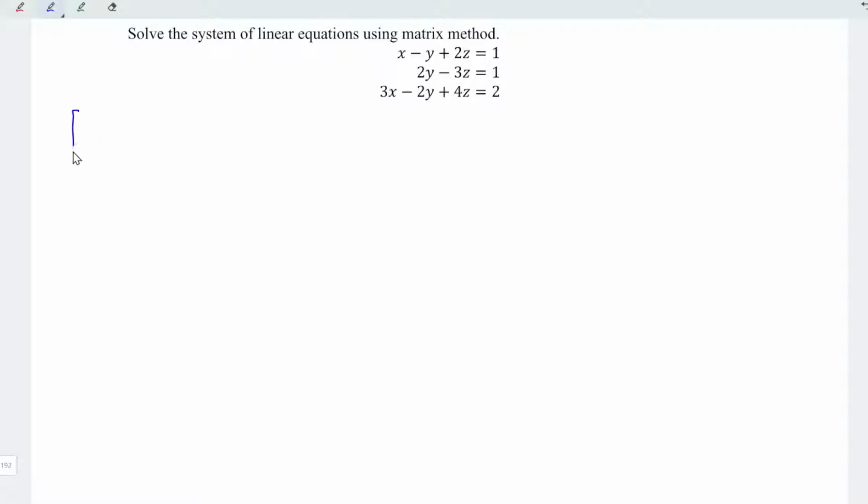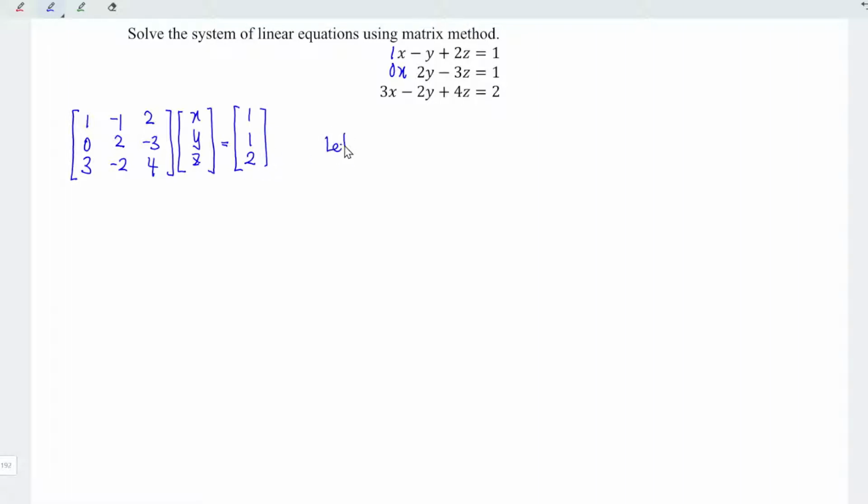We need the coefficient matrix. For the unknown x, we have 1, 0, and 3. So right here, 1, 0, 3. For the unknown y, we have minus 1, 2, minus 2. For z, we have 2, minus 3, 4. And for the unknown matrix, we have x, y, and z. Next is to write equal to the constant that we have on the right, which is 1, 1, and 2.